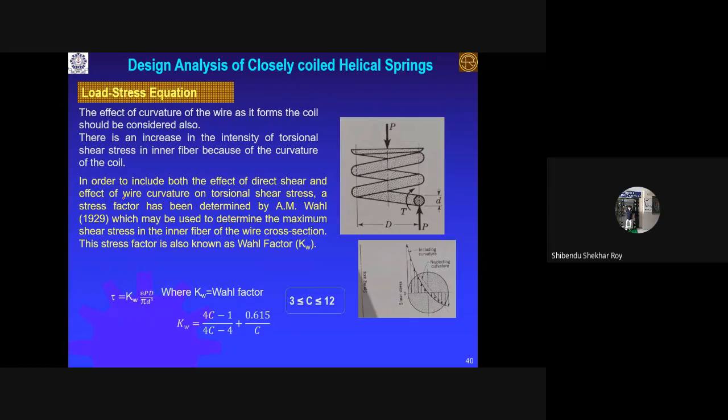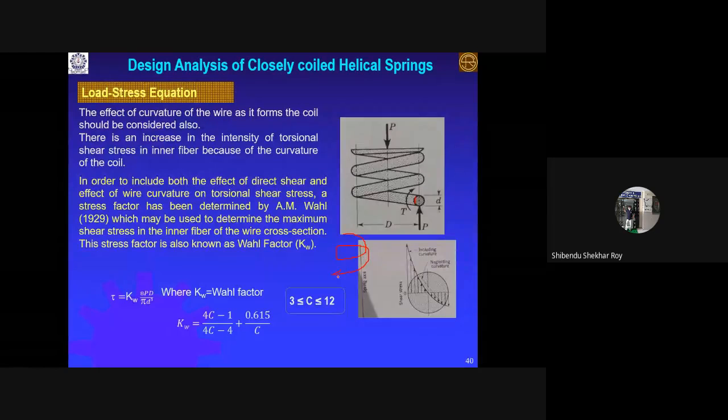So the effect of curvature of the wire as it forms the coil should be considered. And there is an increase in intensity of the torsional shear stress in the inner fiber. Inner fiber means this one, because of the curvature of the coil. And in order to include both the effect of direct shear, already we have calculated direct shear, as well as the effect of the wire curvature, that means this bend. The wire curvature means this curvature.